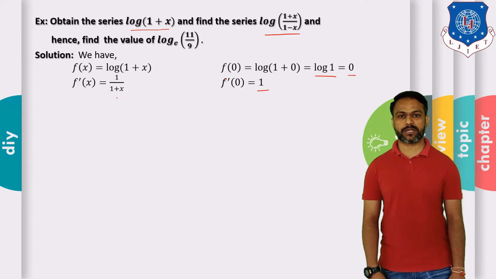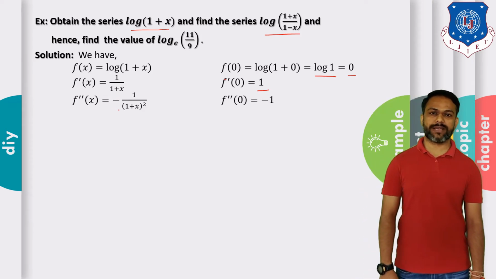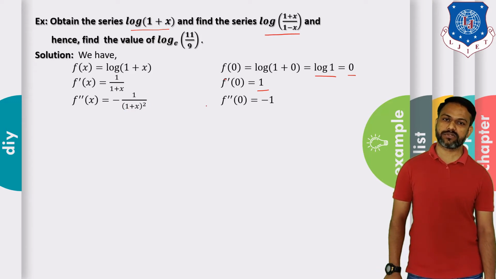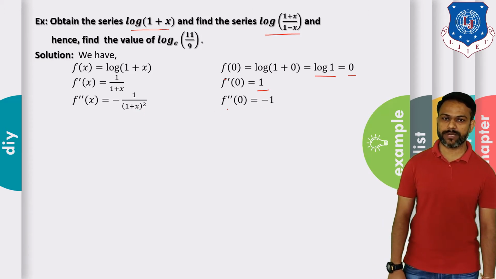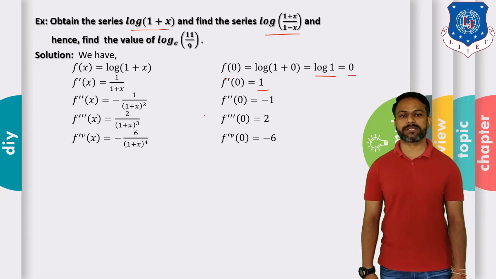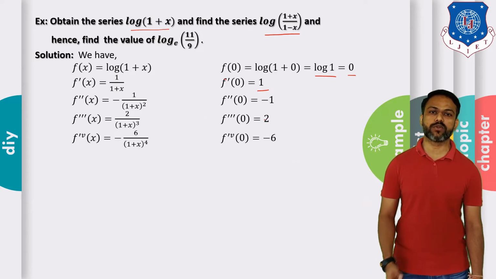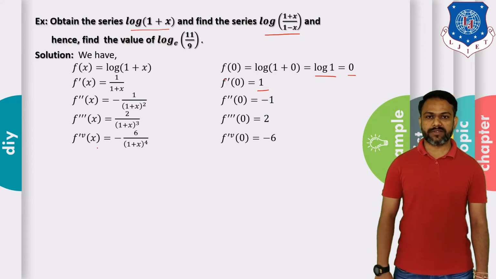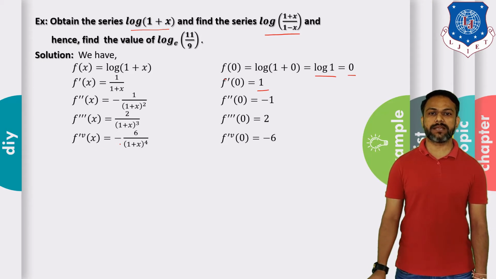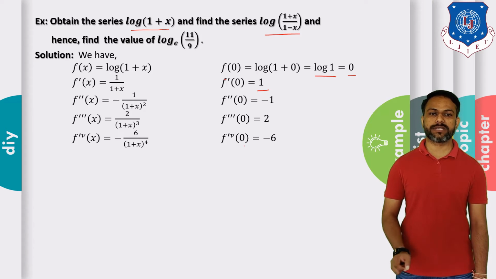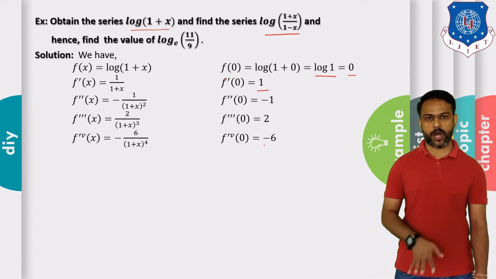Now again differentiating with respect to x, we have f double dash of x is equal to minus 1 upon 1 plus x whole square. Put x is equal to 0. We have f double dash of 0 is minus 1. Again differentiating with respect to x, we have 2 upon 1 plus x whole raised to 3. Put x is equal to 0. We have f triple dash of 0 is equal to 2. Again differentiating, we have minus 6 upon 1 plus x whole raised to 4. And put x is equal to 0. We have f 4 dash of 0 is equal to minus 6 and so on.